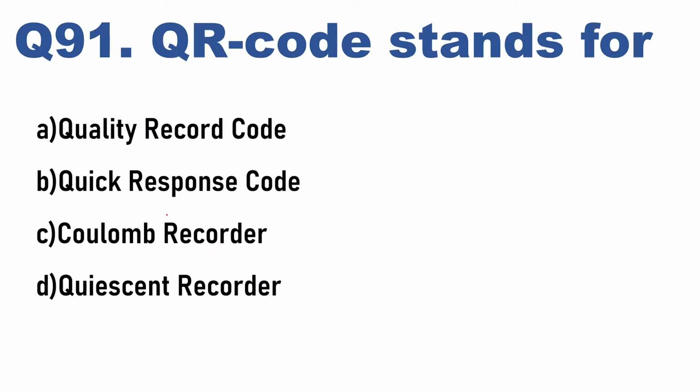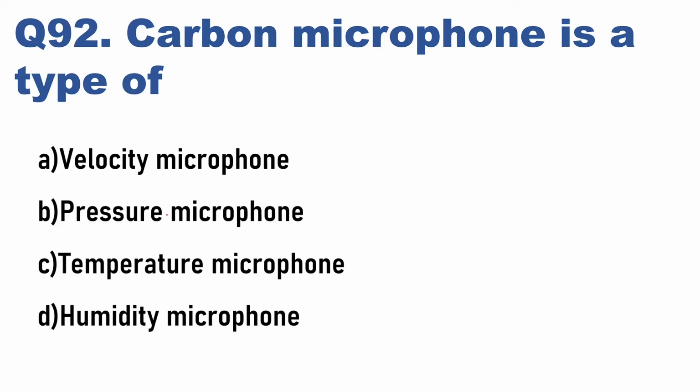A QR code stands for. Okay. Now here the options are quality record code, quick response code, Coulomb recorder, and quiescent recorder. So from these options, option B is the right answer, that is quick response code. So QR means quick response. As soon as you scan it, you get the complete data of what you have to do. So here you can see option B is the right answer, quick response code. Then we'll go to the next question, question number 92.